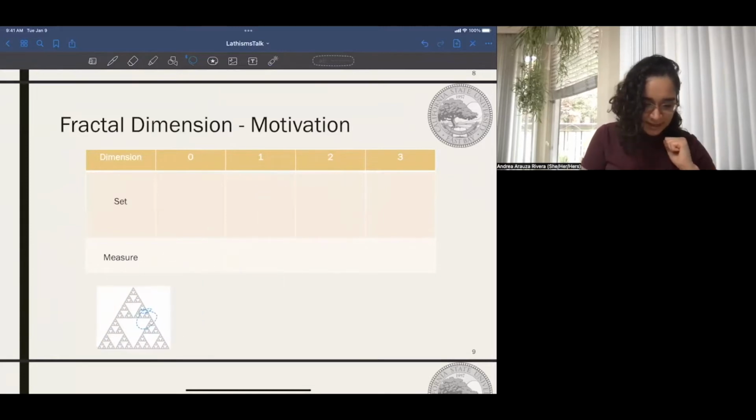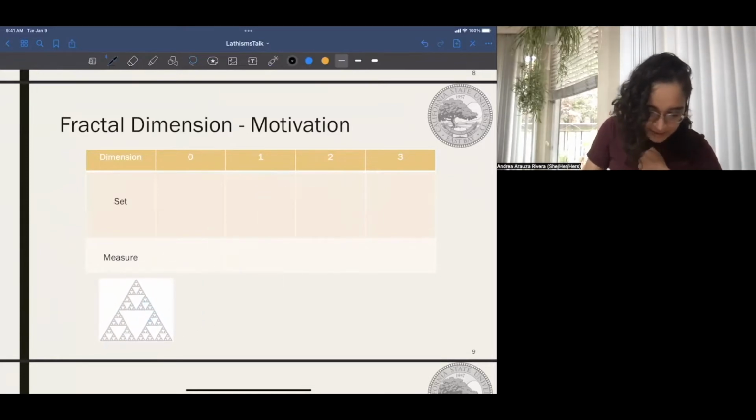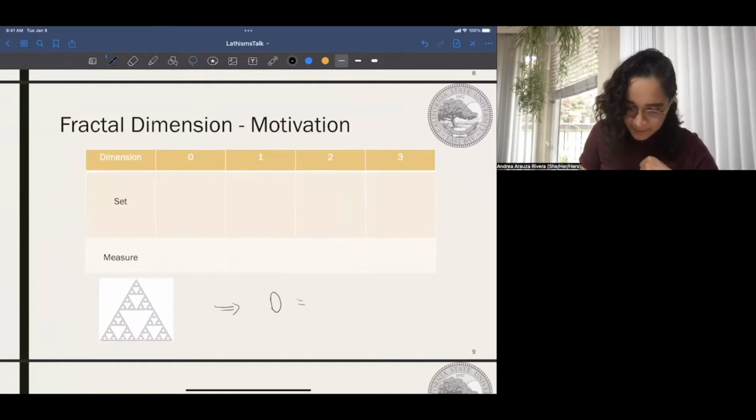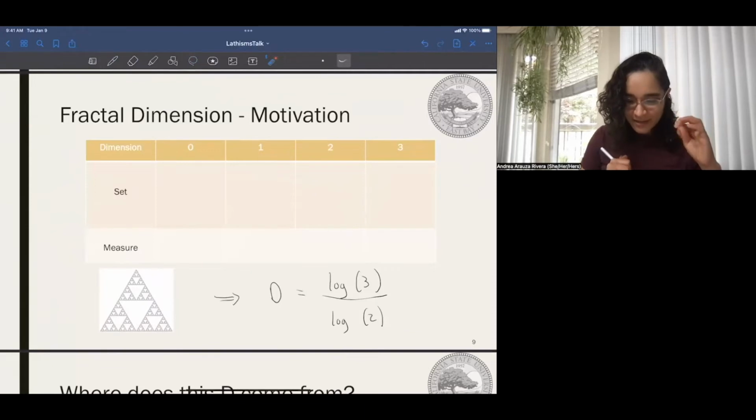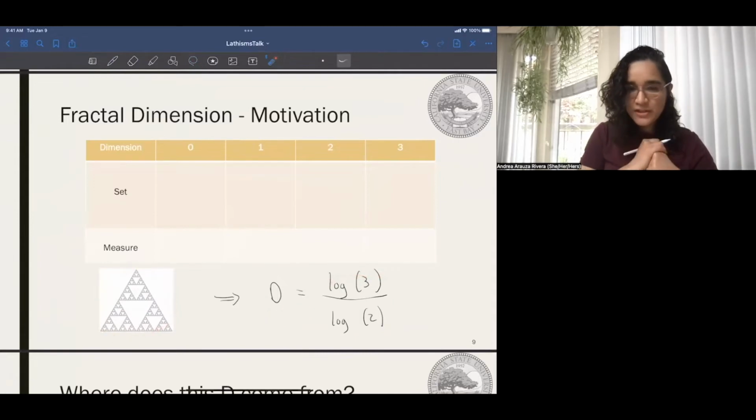And indeed it does. So the dimension of the Sierpinski gasket, I'll call it D, is given by log base 3 over log base 2. Okay? And this is indeed a number between 1 and 2. And so I'm going to show you where this number comes from. Okay, but this is the fractal dimension of the Sierpinski gasket.